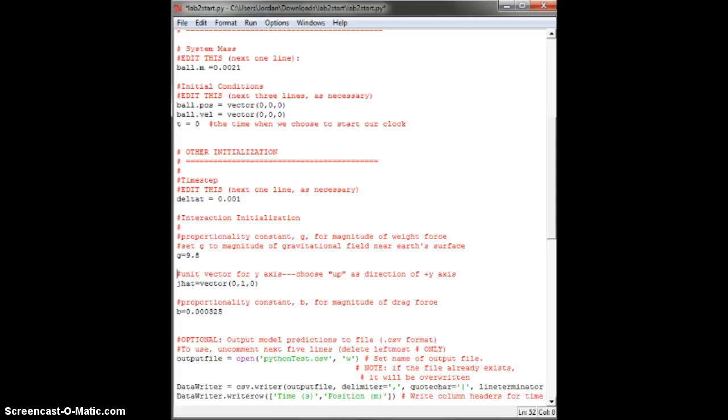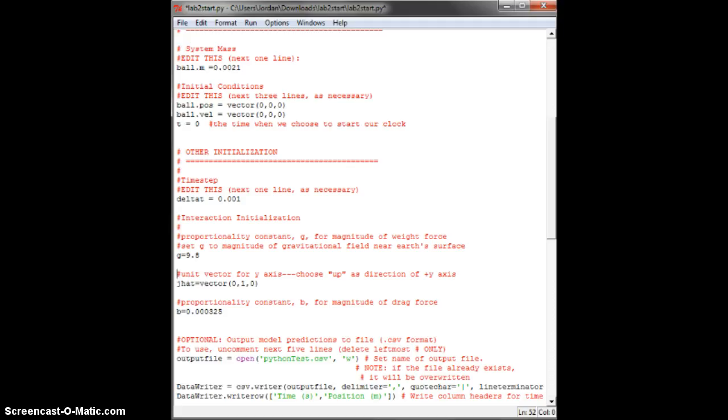After all this, I began to work with the VPython program in order to create a computational model of the experiment. To start, I entered the initial information, such as the ball's mass of 0.0021 kilograms, its initial position and velocity, both starting at 0, and finally the time of 0 seconds. The gravitational constant is set to 9.8 meters per second squared, in the negative j-hat direction, since this is the axis the ball is following.